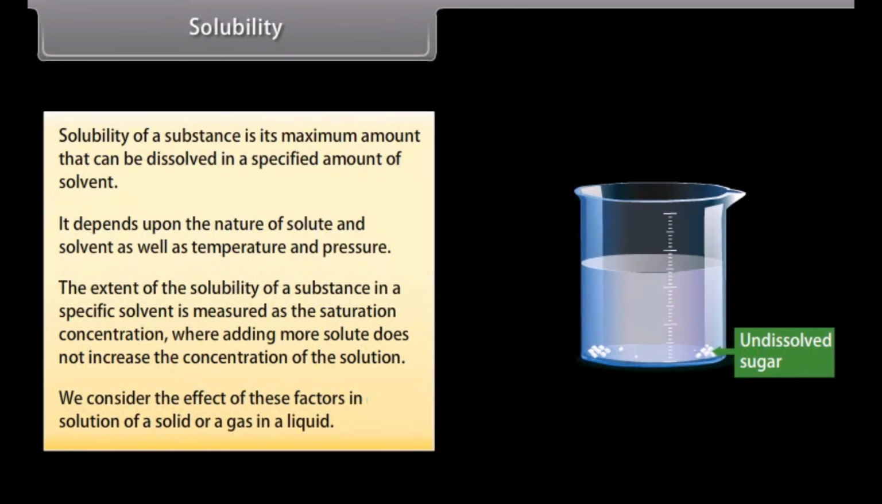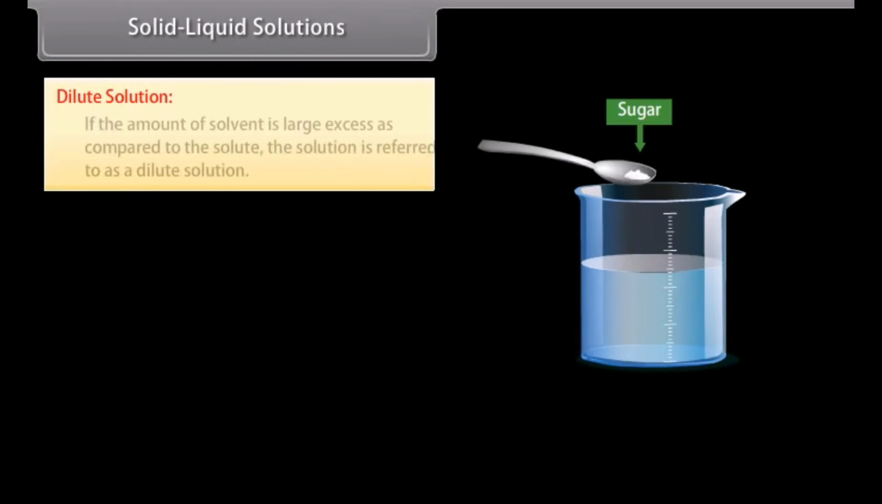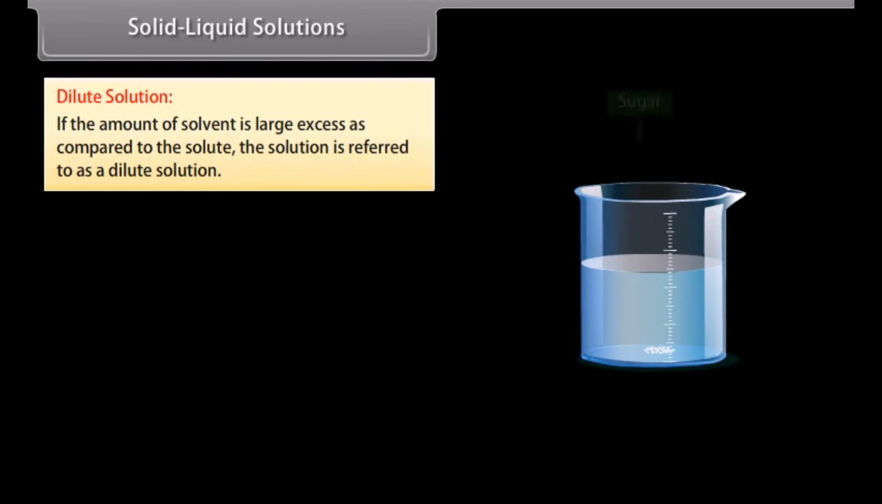We consider the effect of these factors in solution of a solid or a gas in a liquid. Solid-liquid solutions. A small amount of solute is dissolved in a large quantity of solvent. Dilute solution. If the amount of solvent is large excess as compared to the solute, the solution is referred to as a dilute solution.